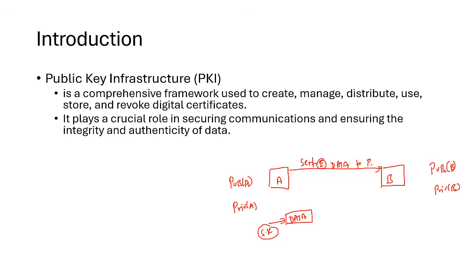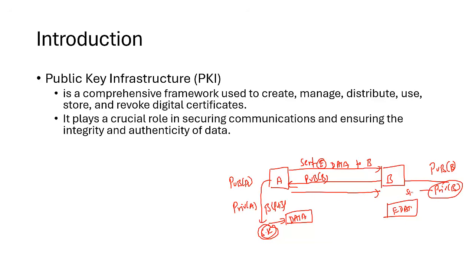to B. Now when B receives the encrypted data, definitely he needs the session key. So here B sends his public key. A applies B's public key to encrypt the session key and sends the encrypted session key, and B uses the private key to decrypt the session key, and then the session key is used to decrypt the data. So this is how asymmetric encryption works.